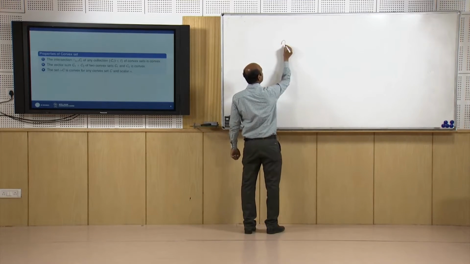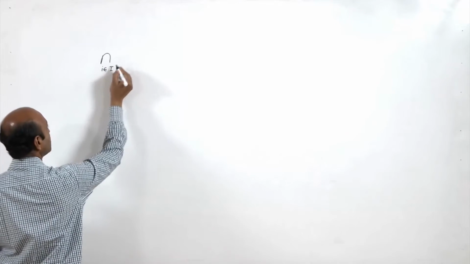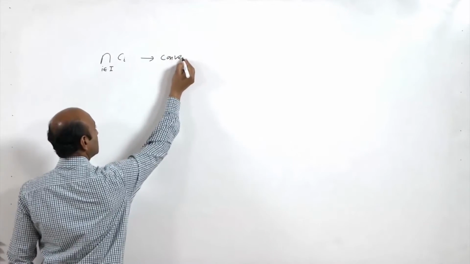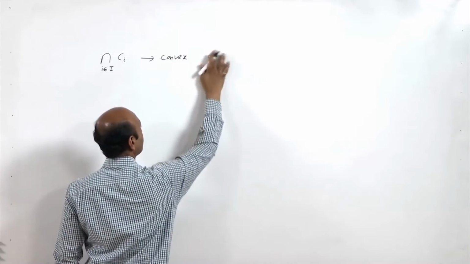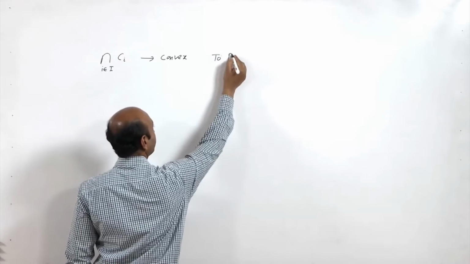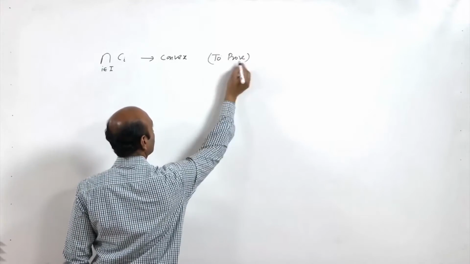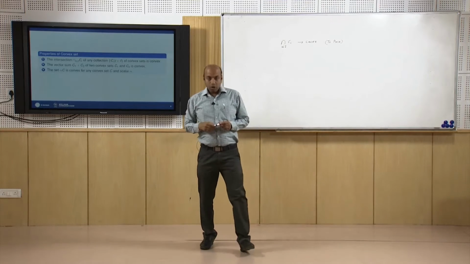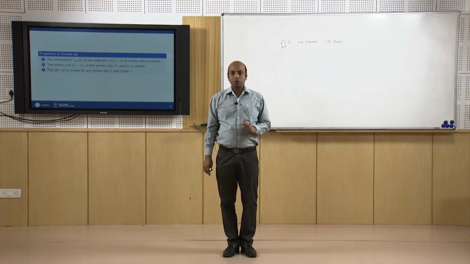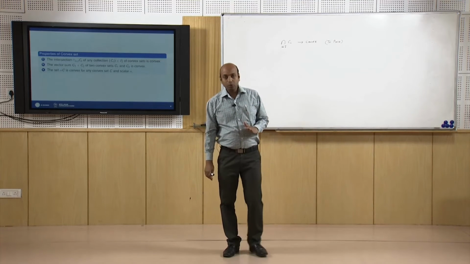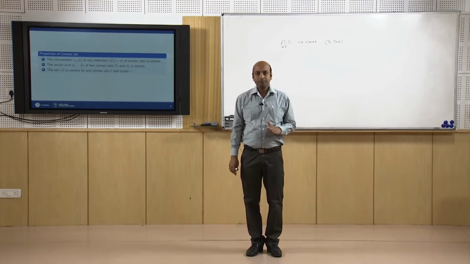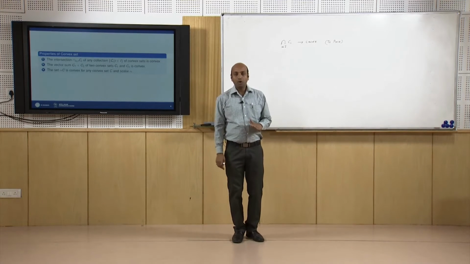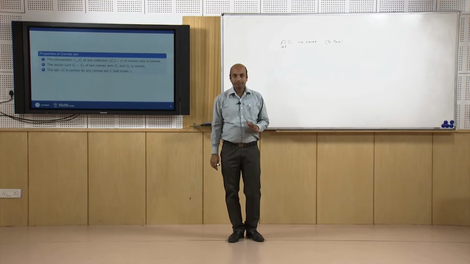So, we have to show that the intersection of any collection of convex sets is convex. This is what we have to prove. And it is given to us that all Ci are convex. Whenever we have to show that a set is convex, take any 2 arbitrary points in that set and try to show that the convex linear combination of those 2 points is in S.